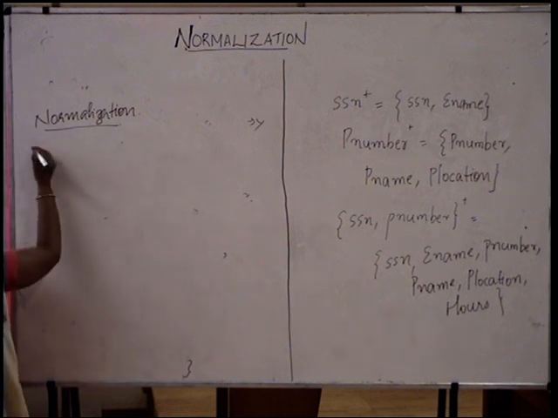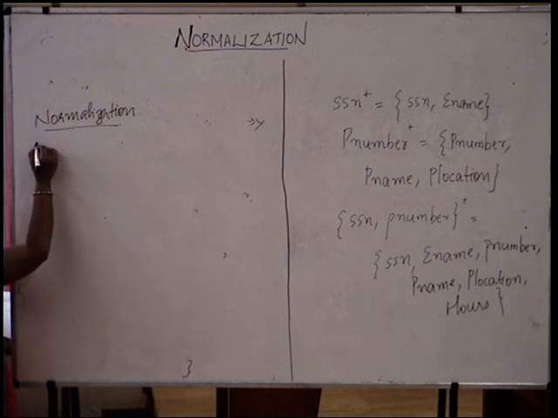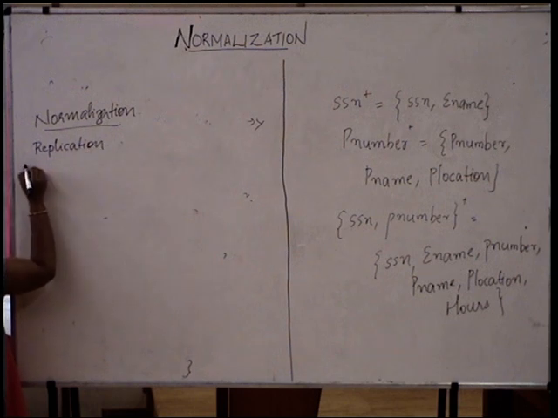So coming to the normalization, what is the purpose of normalization? Normalization reduces the replication in tables and removes anomalies.